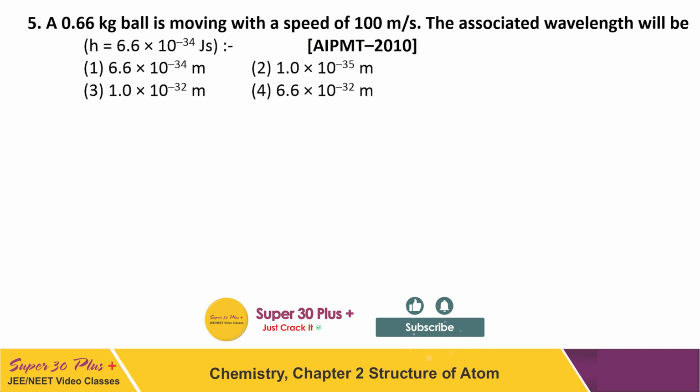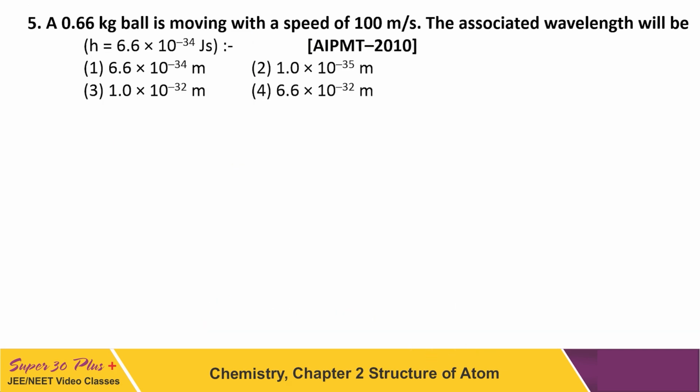Here we go with another question. This question belongs to de Broglie's concept of the dual nature of light. Now in this question, mass of ball is given. This question says that mass of ball is 0.66 kilogram. So we have a ball with a mass 0.66 kilogram, and it is moving. It is not stationary. It is moving with the speed of 100 meters per second.